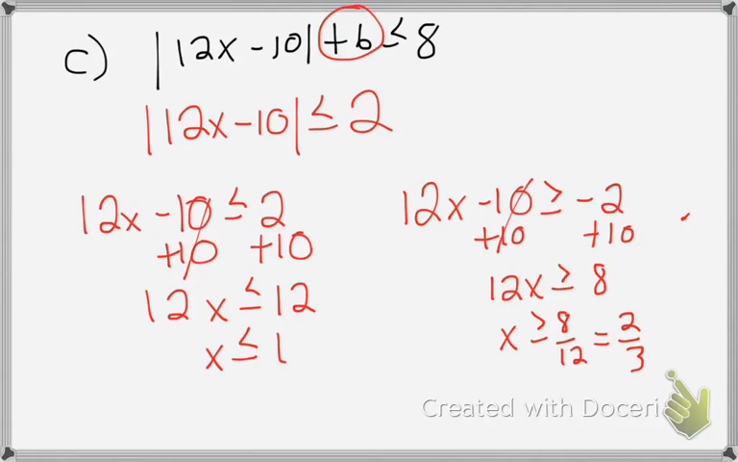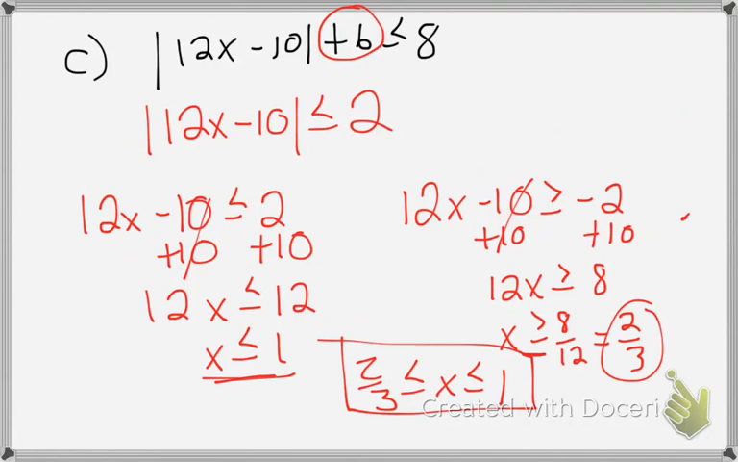So let's go ahead and take a look at what we've got. We've got 2 over 3 is the smallest value. It needs to be less than or equal to x. And x is less than or equal to 1, which gives me my solution to my inequality. And graphically, this would look very similar to the last problem.